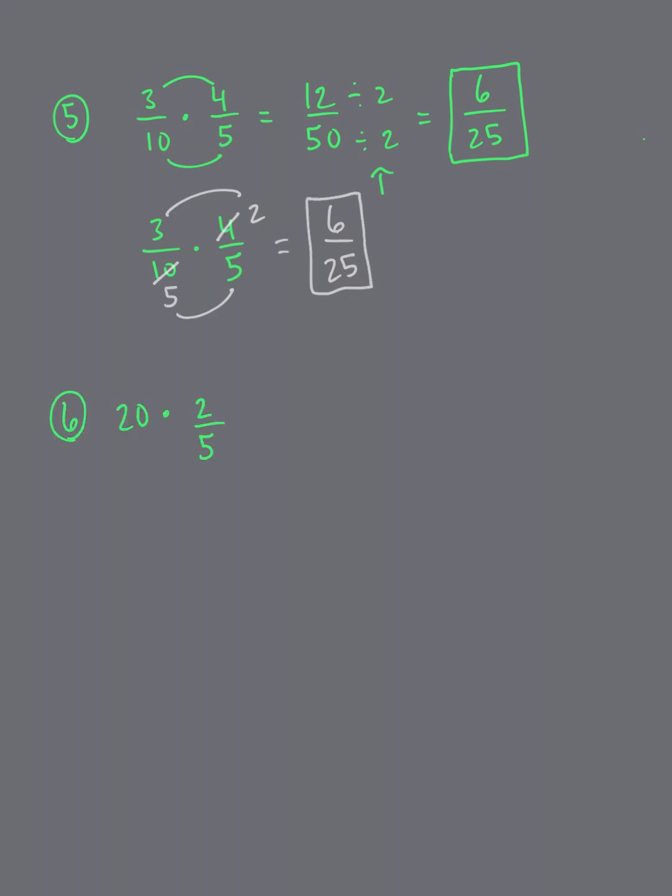The next example is 20 times 2/5. Anytime that you have a whole number, you can always put it above 1. Since we're multiplying, we don't need a common denominator, so we can do 20 times 2 is 40, over 1 times 5 is 5. 40 divided by 5 is 8. Or we could have simplified before we multiplied. 5 divided by 5 is 1. 20 divided by 5 is 4. And then just multiply 4 times 2 is 8.